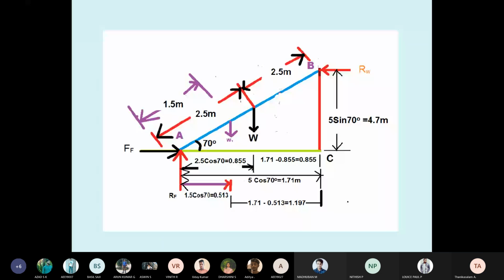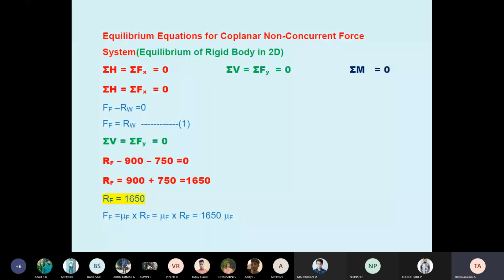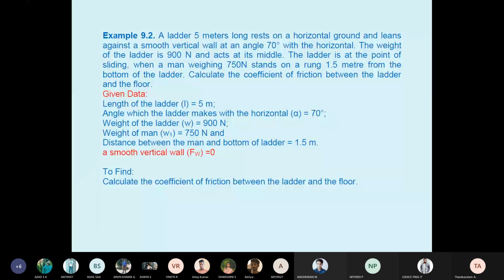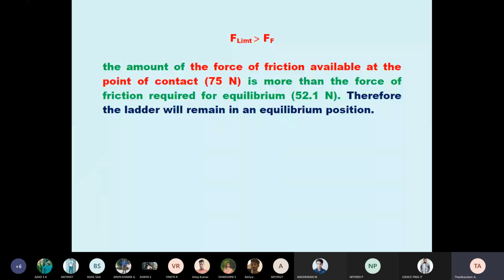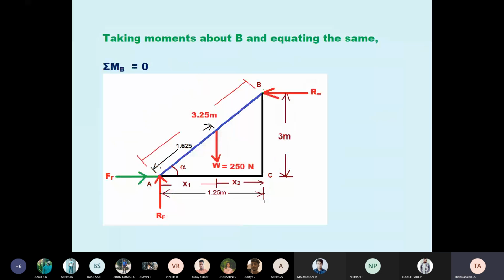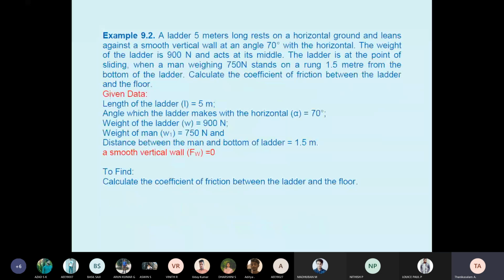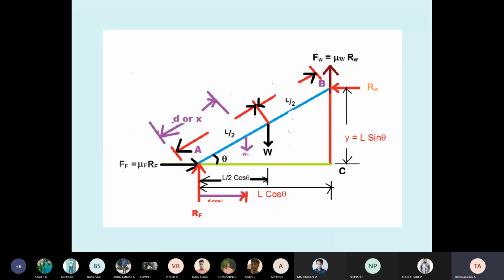So here, this question, any doubt, students? What is the difference between the previous question and this question? The previous question mentioned the weight of the ladder only, not a man standing. In this question, the man is standing at what distance? 1.5 meter from the bottom. Okay. They asked to calculate the coefficient of friction between the ladder and the floor, mu F. Okay, so we draw the free body diagram.